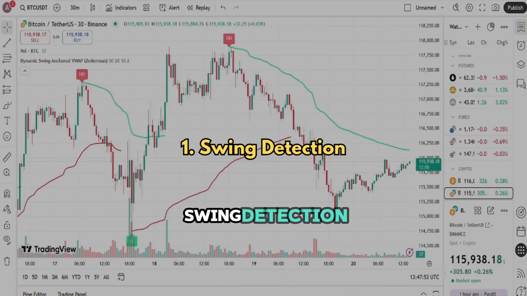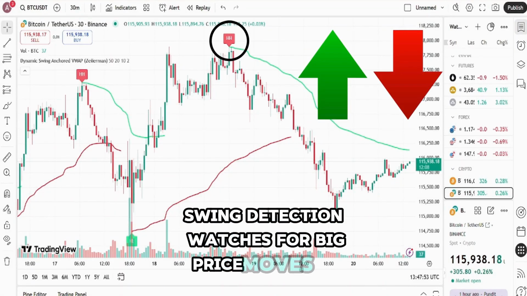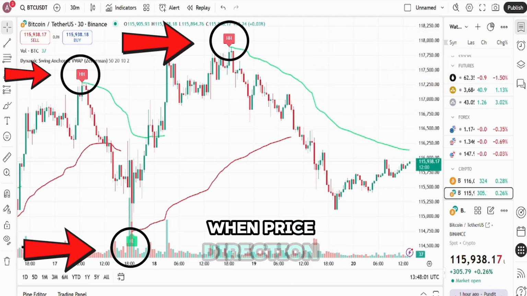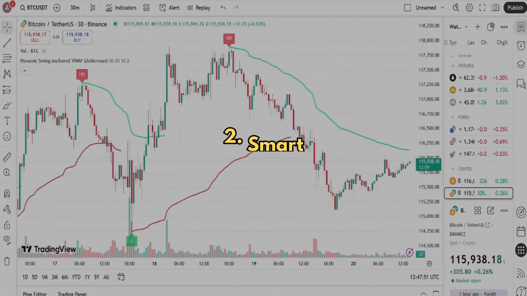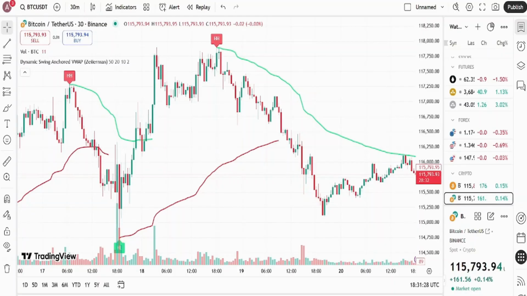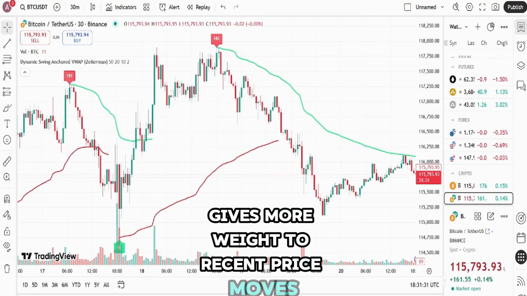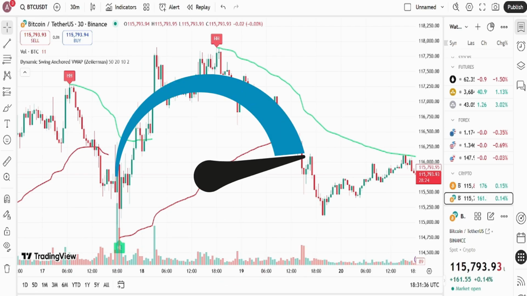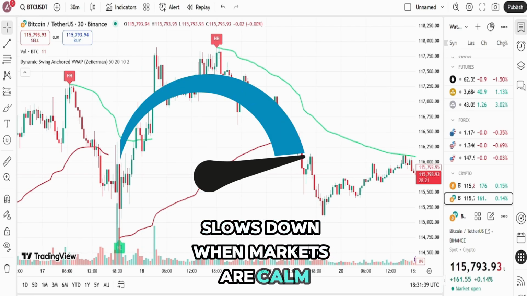Main features. 1. Swing detection. Watches for big price moves up or down. Creates new starting points when price direction changes. 2. Smart adjustments. Gives more weight to recent price moves. Moves faster when markets are wild. Slows down when markets are calm.